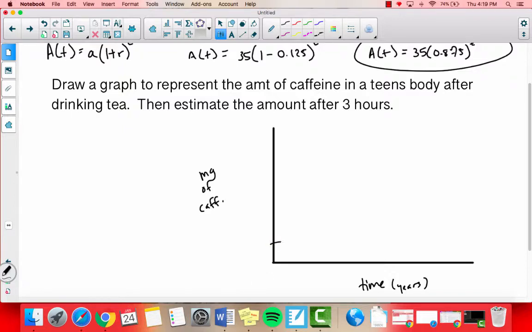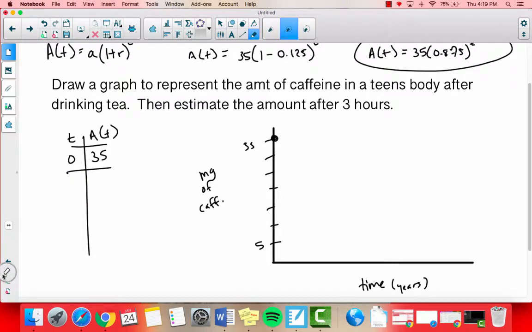And this time maybe we count by 5, so 5, 10, 15, 20, 25, 30, 35, okay? Because we know at the start we have 35 milligrams. So if I make my table, I know T and then A of T. I'm going to have at 0 hours, I have 35 milligrams. That's what it is when you drank the caffeine in the tea. Then I could go ahead and plug in number of hours that have passed.